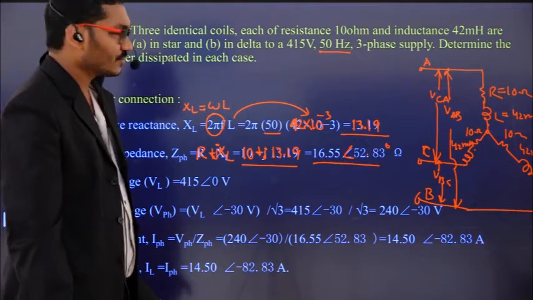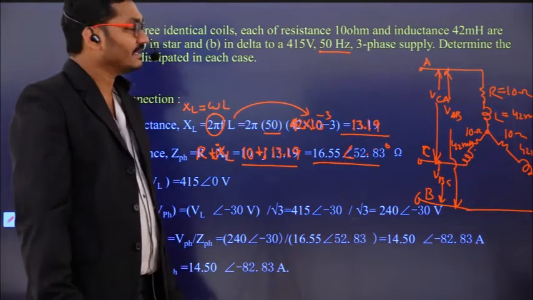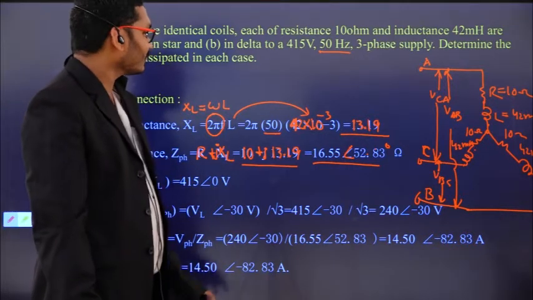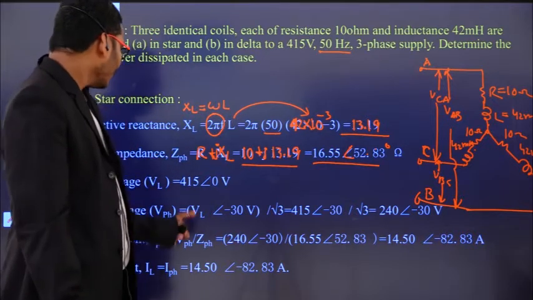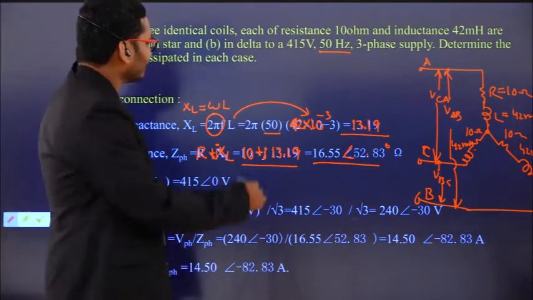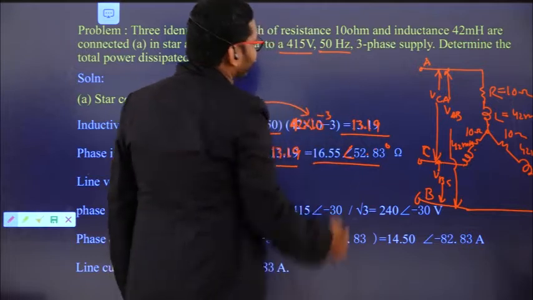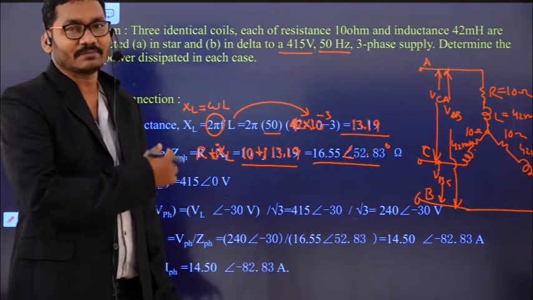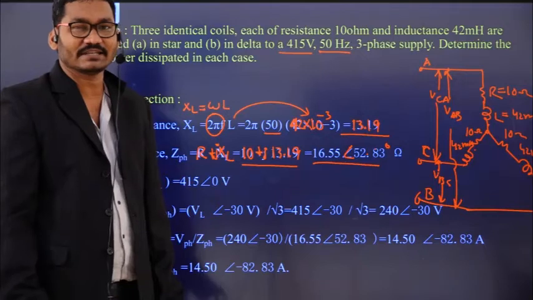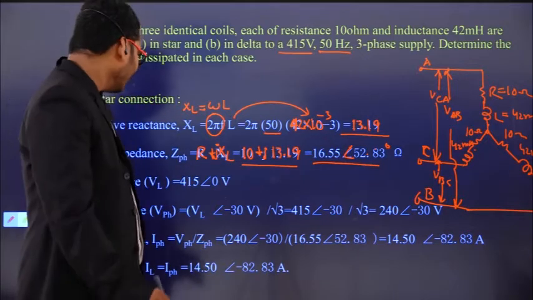In the question, what he asked is to determine the total power dissipated in each case. So he is asking the total power dissipated in the star connected load and the delta connected load. First we are doing the star connection. Now in the problem, the given data is a 415 volts three-phase supply. It means 415 is not a phase supply, he did not mention anything, so by default you can take it as a line voltage.